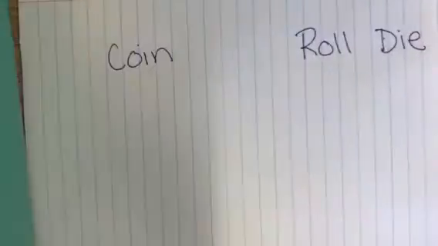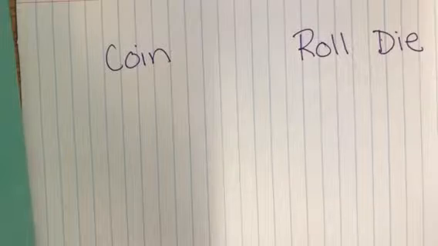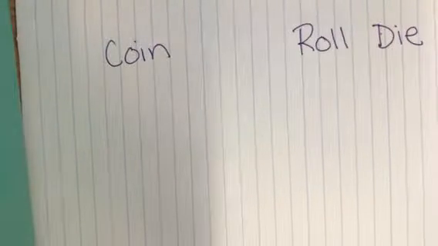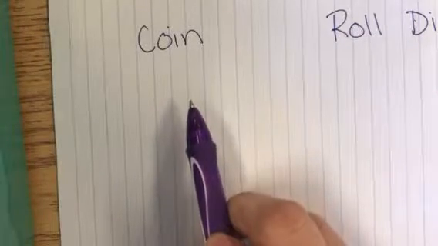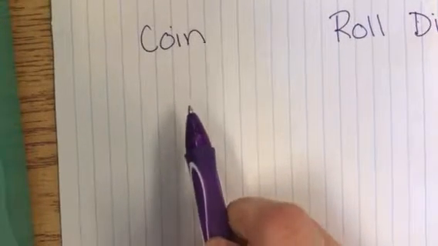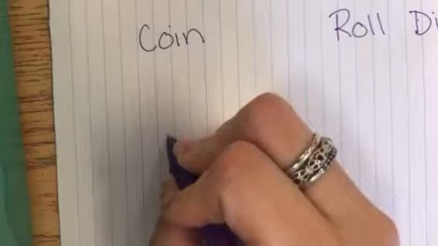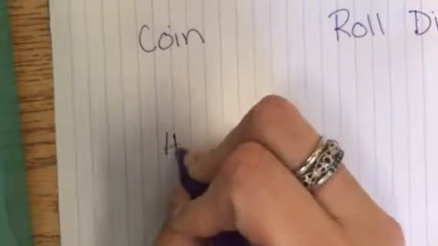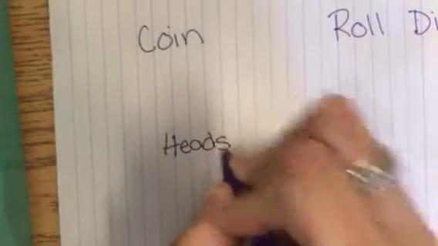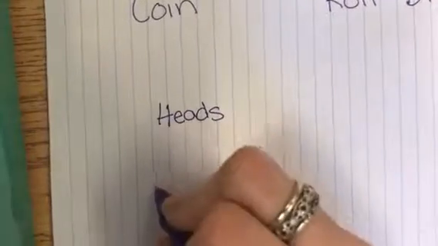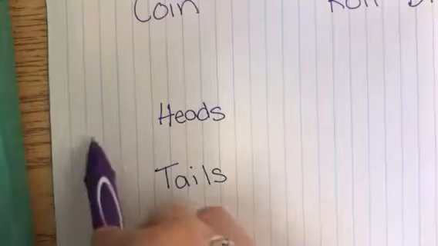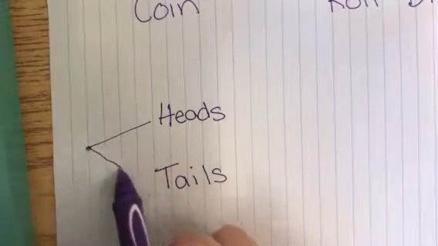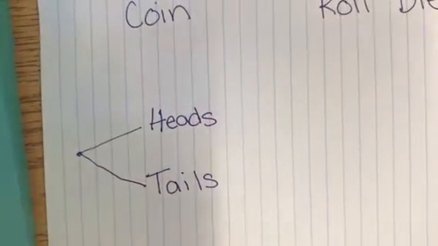So if we want to map out all the potentials of something happening, the first thing we need to consider is how many possible options there are when we flip a coin. When we flip the coin, we could get heads, or we could flip the coin and we could get tails. So we start over here and we get two options for our first situation.